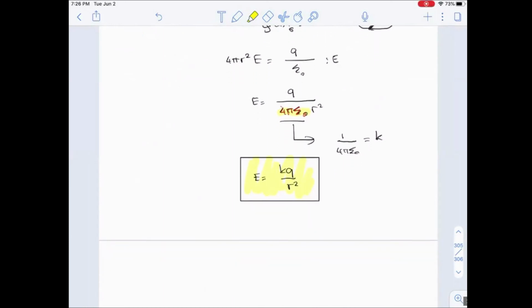All right, so you end up recovering the equation for the electric field due to a point charge.